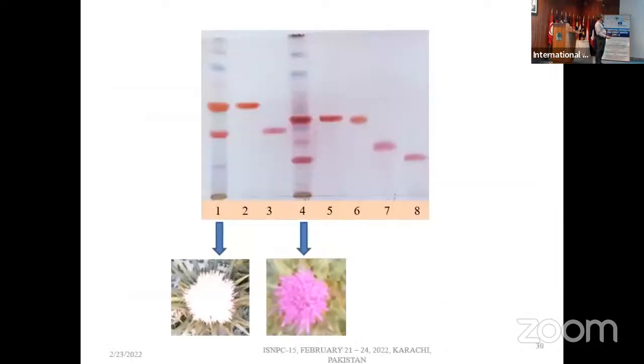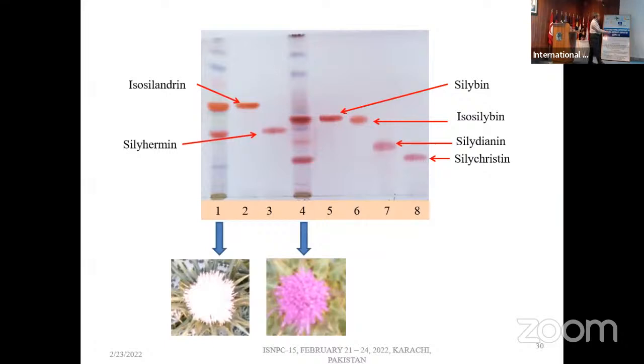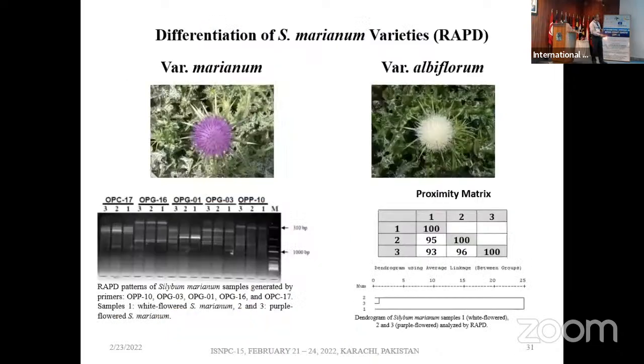We try to characterize this by TLC. The first lane shows the extract from the fruits of the variety albiflora, and lanes 2 and 3 show the isolated compounds, isosilandrin and silychristin, while lane 4 shows the extract from the fruits of the common or major variety Mariana, with its component here also isolated. So we characterize this by TLC.